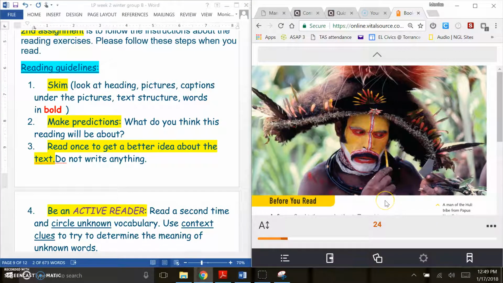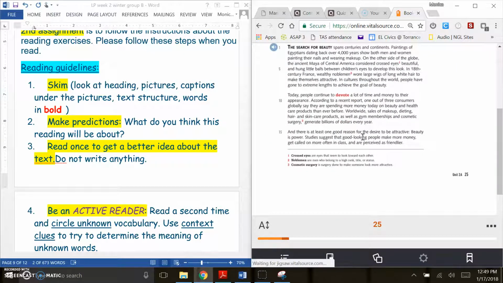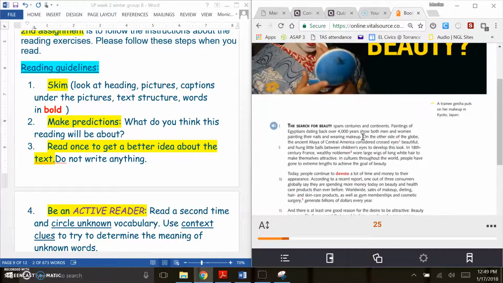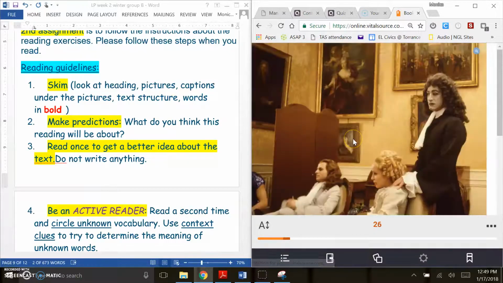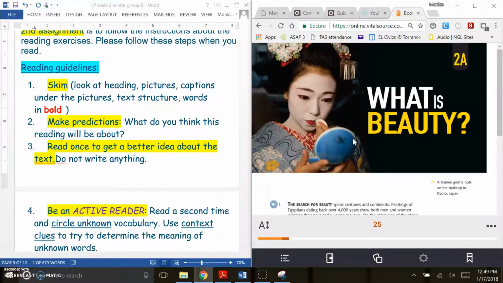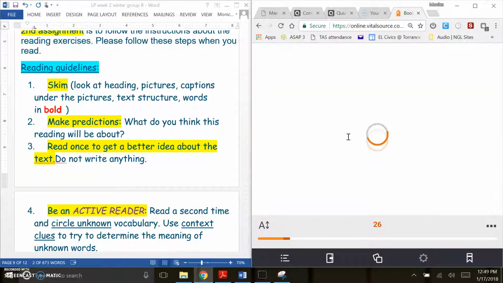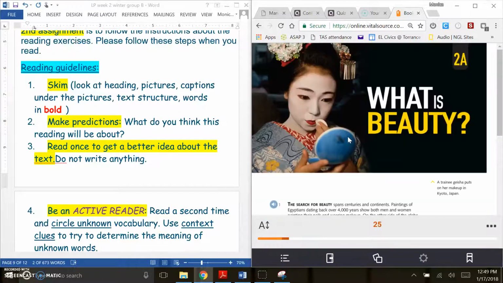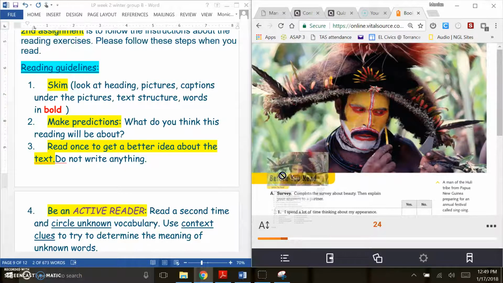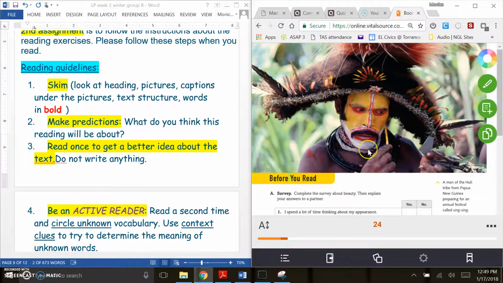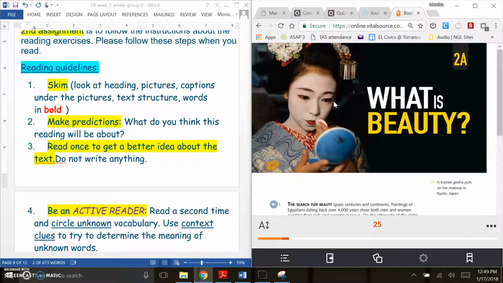So the first thing you're going to do is you're going to skim, and skim means that I'm quickly looking. I'm quickly looking at my page. I'm not reading. I'm quickly just looking at the pictures. I'm going to look at the headings. So this doesn't have any headings, but I'm going to look at, for example, this is a heading. Before you read, right? That's a heading. That's an example of a heading. And I'm going to look at all the pictures. So I have a picture here, and then I have a picture on page 3. I'm going to look at all my pictures.